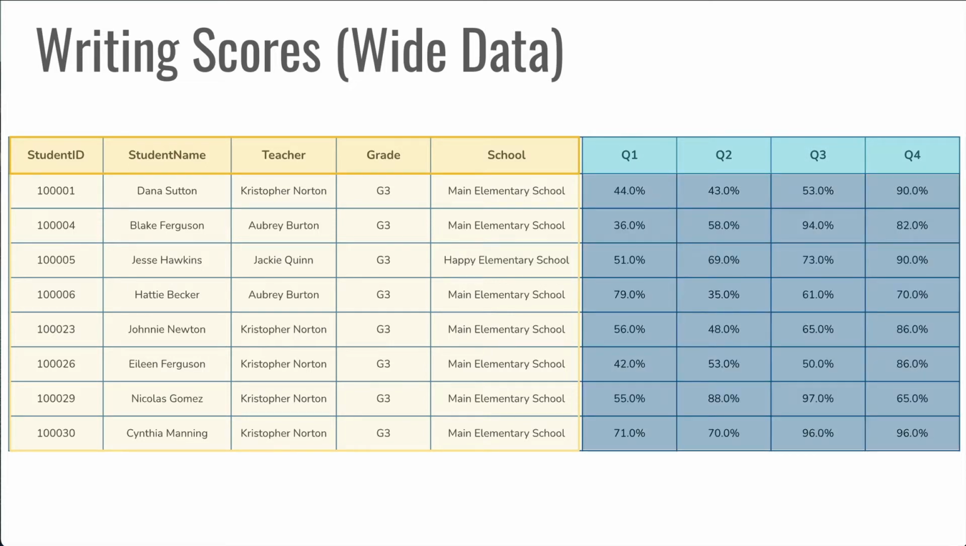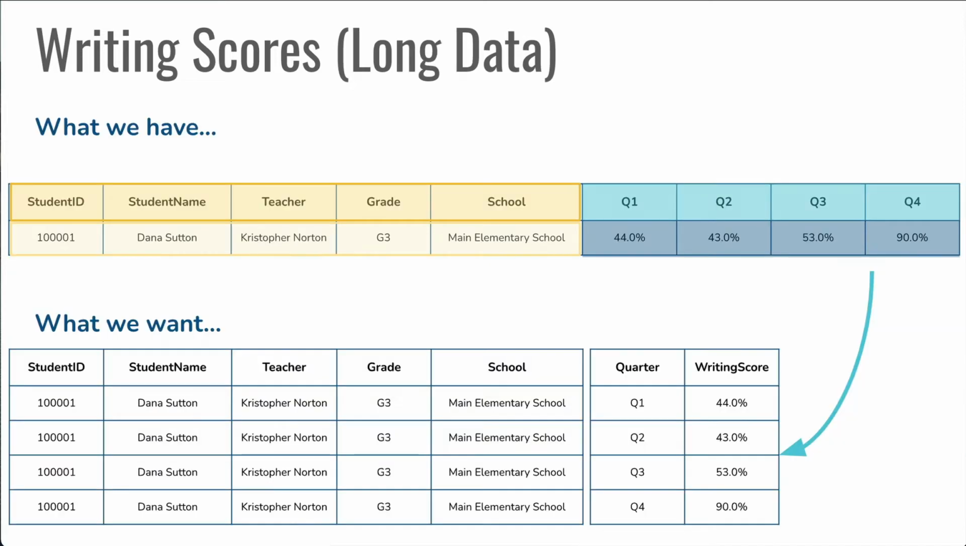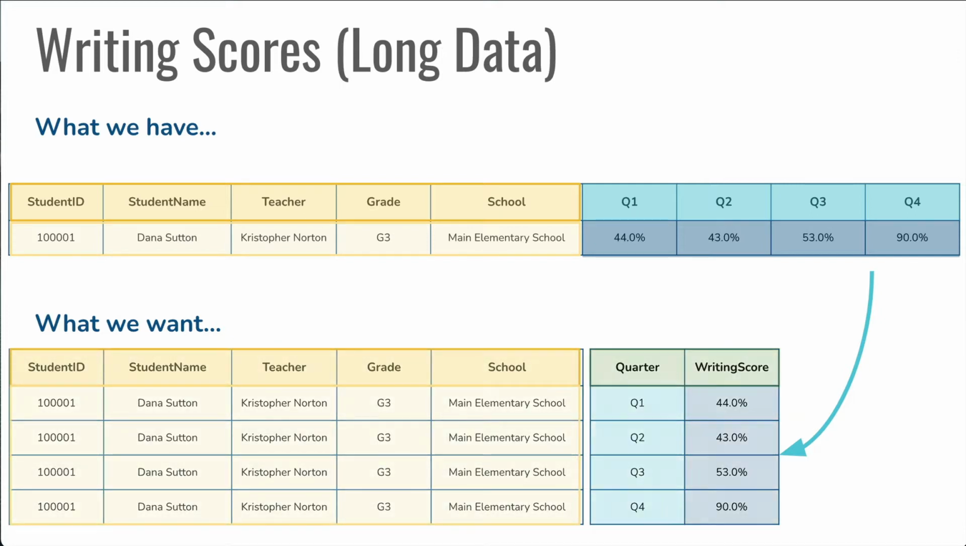In order to do certain calculations, we actually want to have the quarter in its own column, and we want to have the scores in their own column, while making sure that the scores that were taken are still related to that student. So this is what we have, and we want to keep our demographics the same, and we would like for the quarter to be in its own column and the writing score to be in its own column. In order to do this, we can use the flatten formula in Google Sheets. So let's take a look at how to do that.